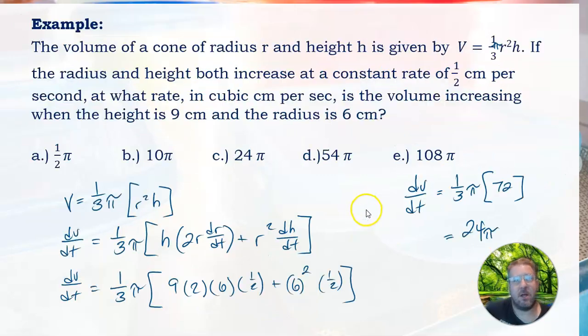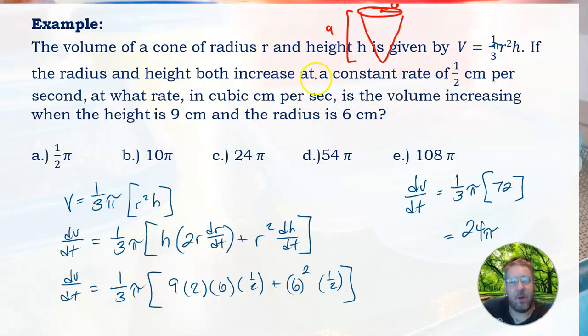All right, so let's take a look at a couple of questions here which deal with cones. The volume of a cone of radius r. So we have ourselves a cone. Looks something like this. This is the formula for the cone. If the radius and the height both increase at a constant rate of 1/2 centimeters per second, at what rate in cubic centimeters per second is the volume increasing when the height is 9? So we know the height is 9 and we know the radius is 6.